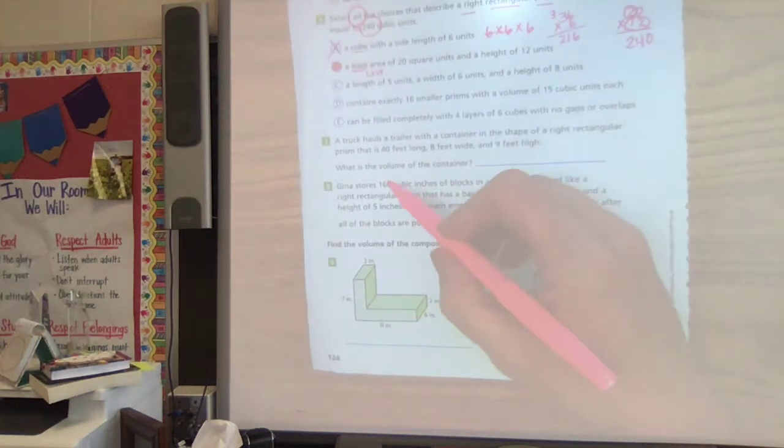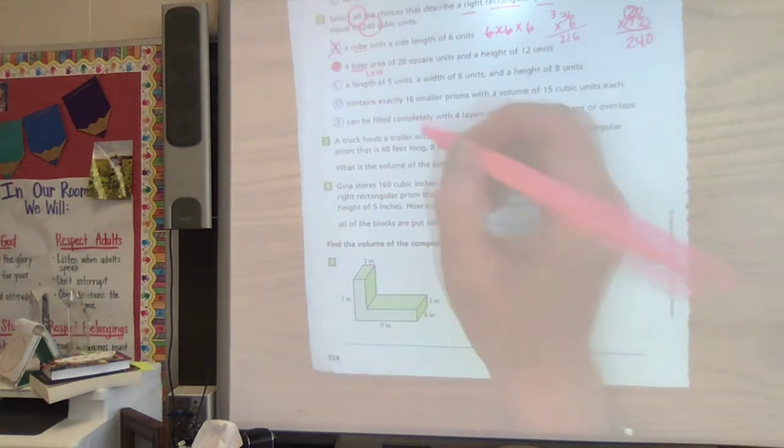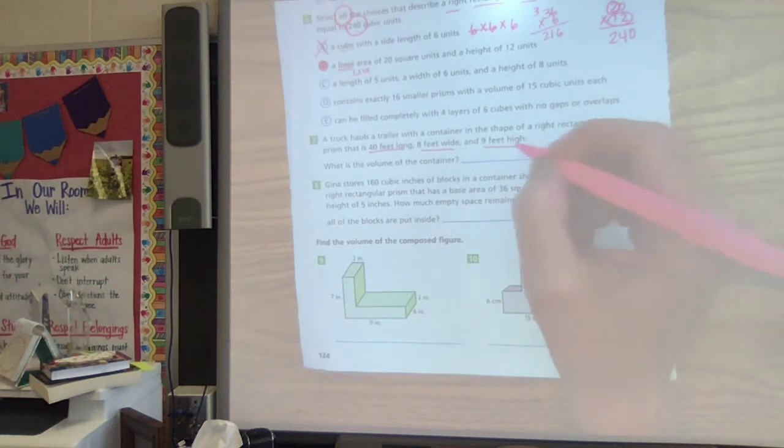Number 7, a truck hauls a trailer with a container in the shape of a right rectangular prism that's 40 feet long, 8 feet wide, 9 feet high. You just have to multiply those. I'm going to let y'all do that by yourself.